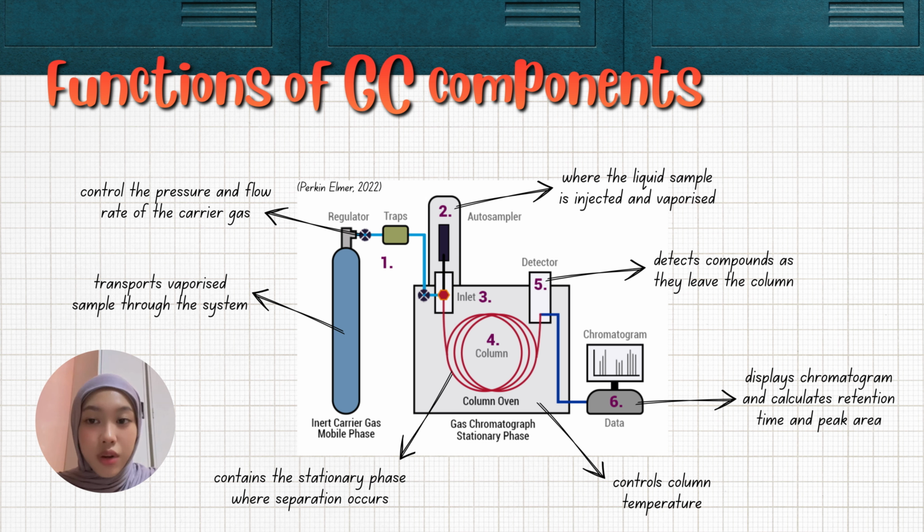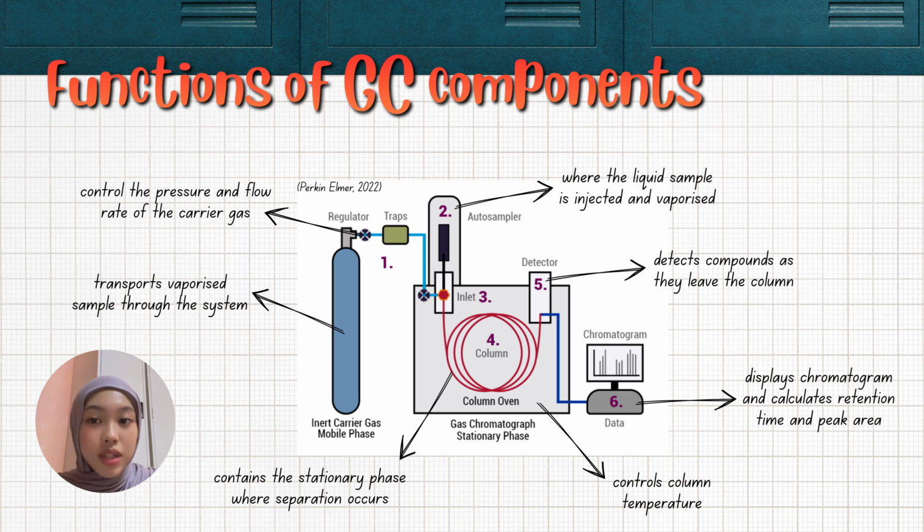The oven surrounds the column and controls its temperature. The oven temperature affects the retention time and resolution of the peaks. A higher oven temperature generally causes the compounds to elute faster, while a lower temperature causes them to remain longer in the column. After leaving the column, the compounds enter the detector.